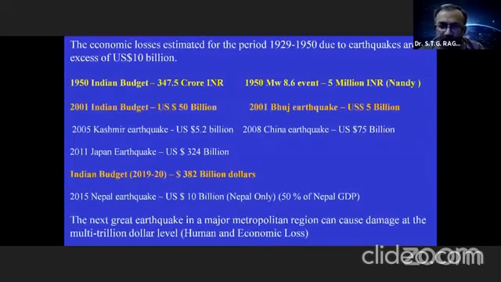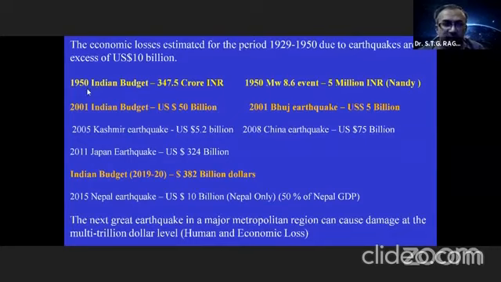Earthquakes mean not only human loss, you also have an economic loss. I used to present this slide in many lectures previously, but I think it is very relevant now due to this corona issue. Everybody is talking about the economic losses. Earthquakes can also create huge economic loss.